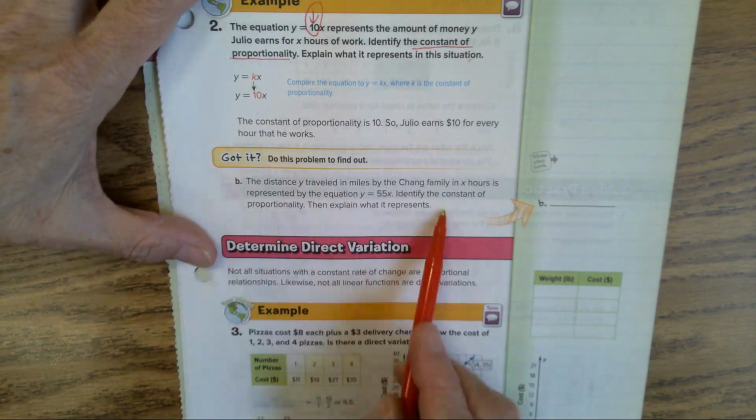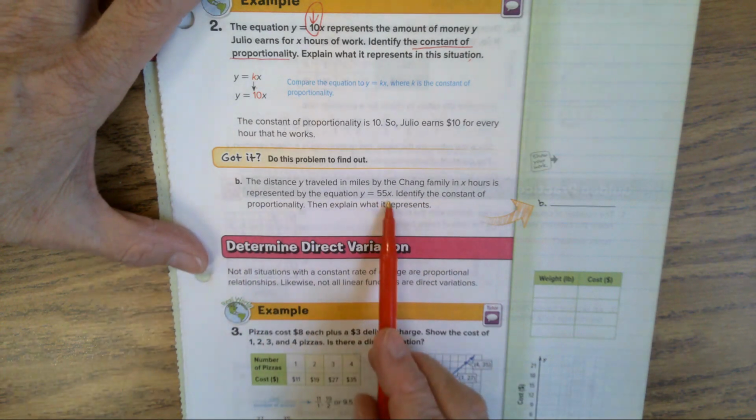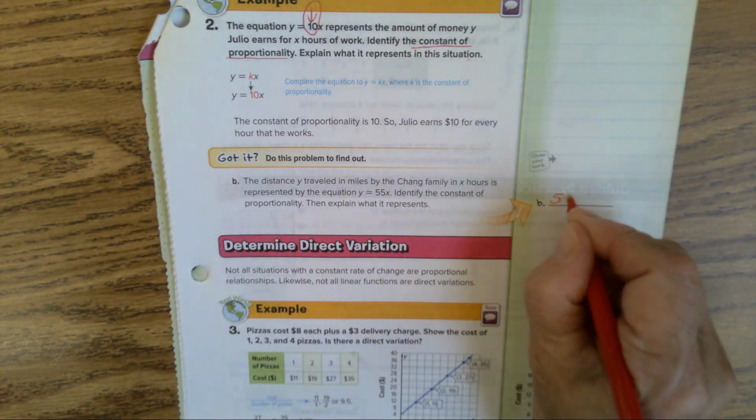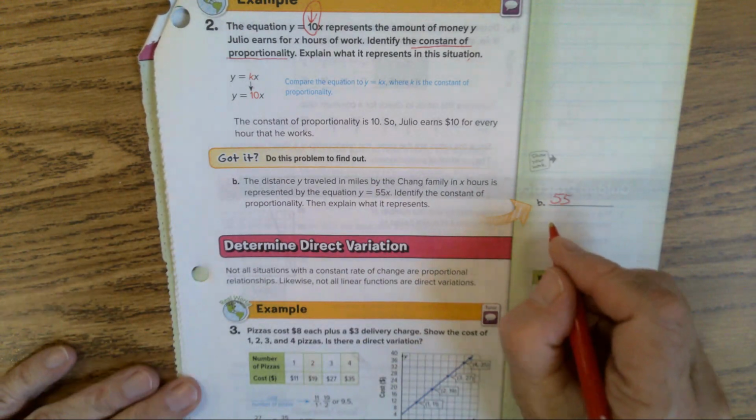This is very easy. Identify the constant of proportionality. Okay, what's the constant of proportionality in letter B? Yes, 55. Now, we have to explain what does it mean. It means he earns $55 an hour. Well, they're traveling in letter B. Oh, no, yeah. Well, 55 miles per hour. Yeah, the Chang family is traveling 55 miles per hour.